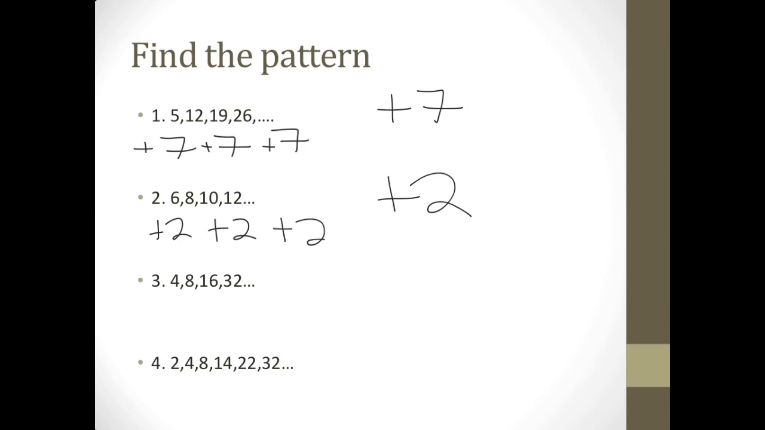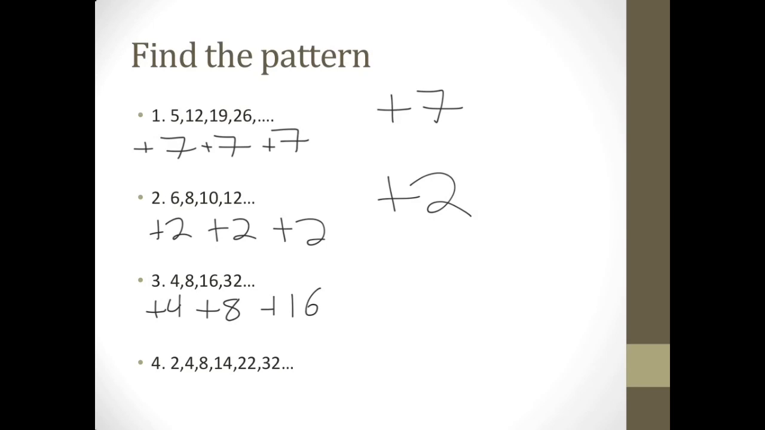For our third sequence, as we go from 4 to 8, we add 4. As we go from 8 to 16, we add 8. And as we go from 16 to 32, we add 16. So now we notice that our difference is not the same between consecutive terms, it's changing. But we can use that to help us identify the pattern. First we added 4, then we added 8, then we added 16. So we're almost doubling what we're adding here, right?